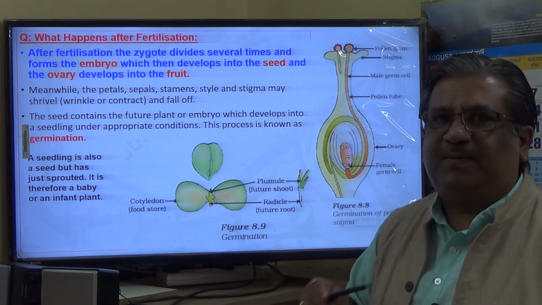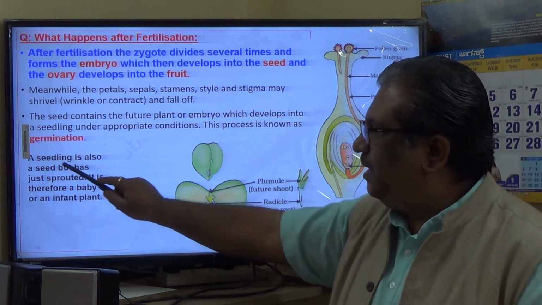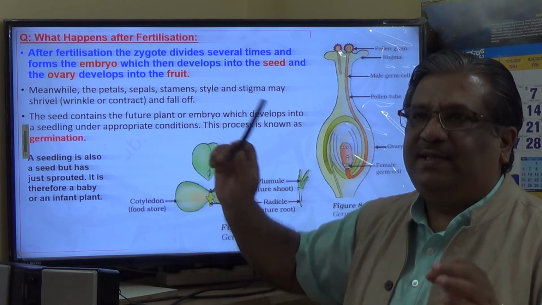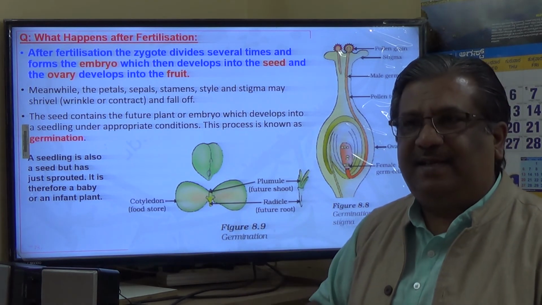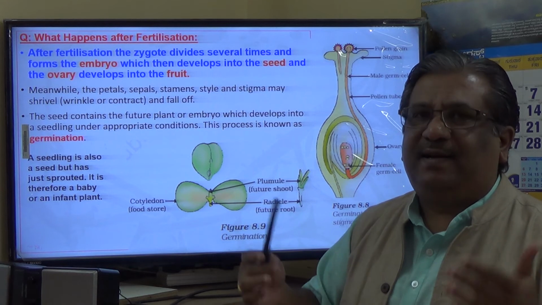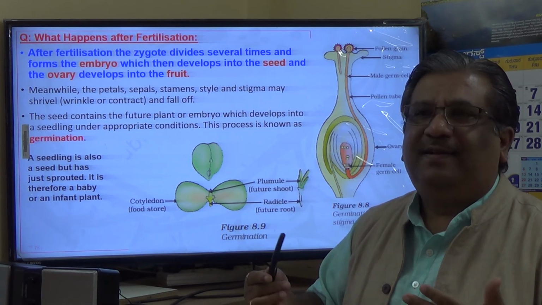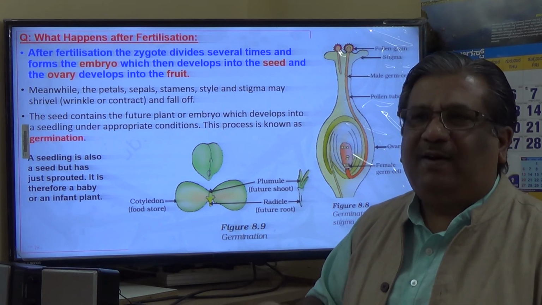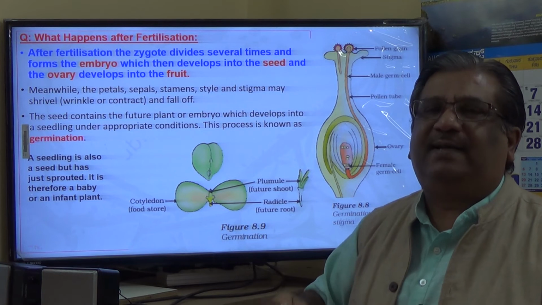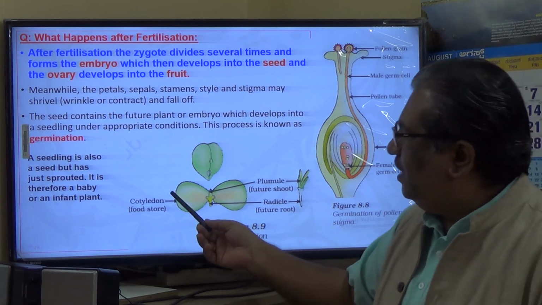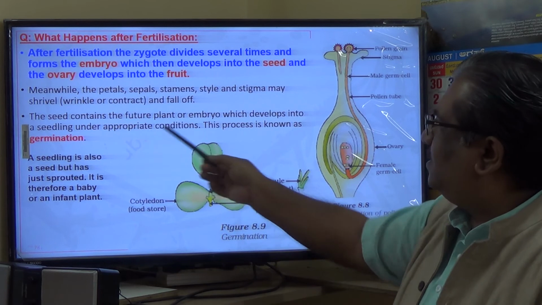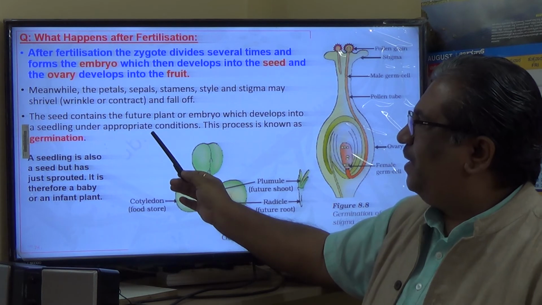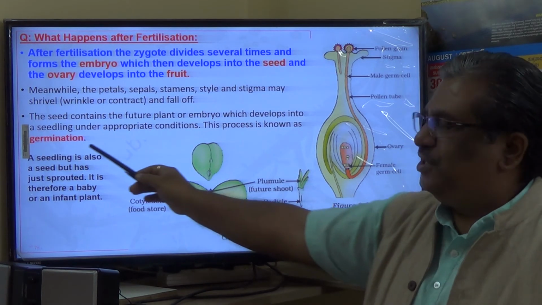आपको समझ में आ रहा है the difference between seed and seedling? So a seedling is also a seed but has just sprouted, meaning a just sprouted seed is called a seedling, and that contains the future plant, or it itself can be termed a baby plant. So, what is germination? Conversion of seed into seedling under appropriate conditions is termed as germination.